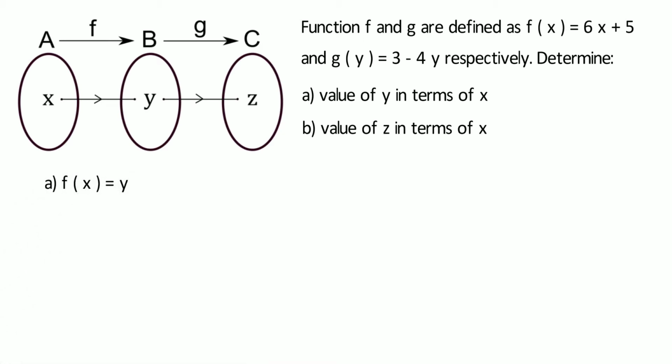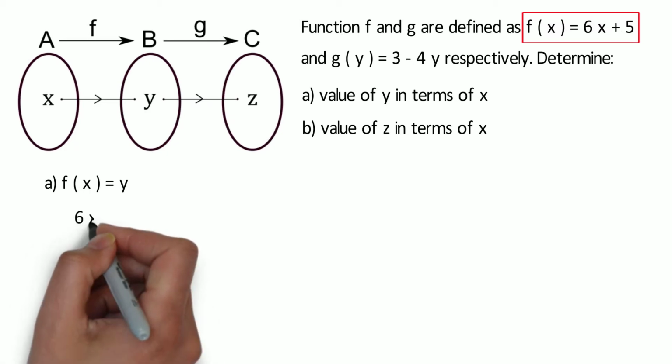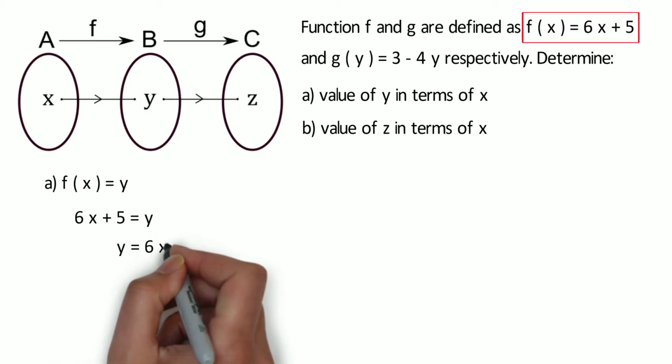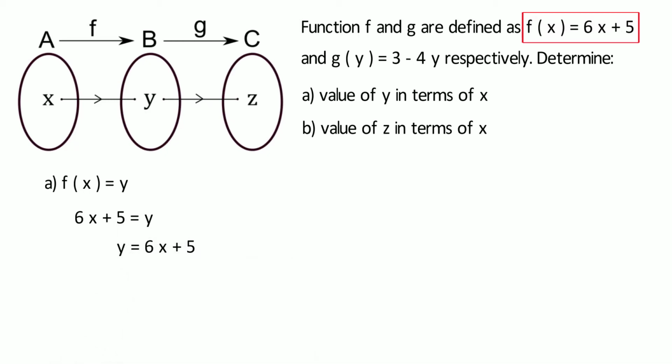Now from the diagram, we know that function f(x) is equal to y. We also know that function f(x) is equal to 6x plus 5. So after substituting function f(x), we get 6x plus 5 is equal to y. And after inverting the equation, we get y is equal to 6x plus 5. So this is our value of y in terms of x.